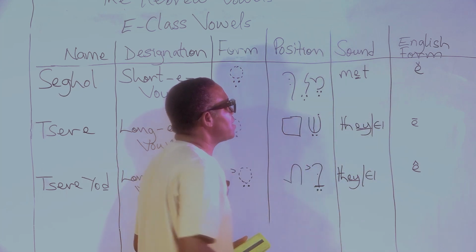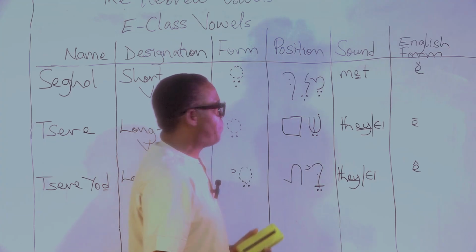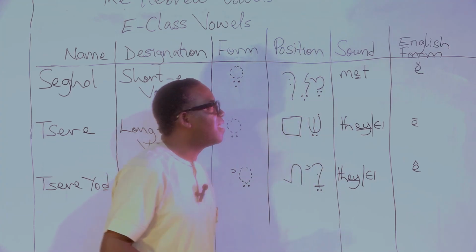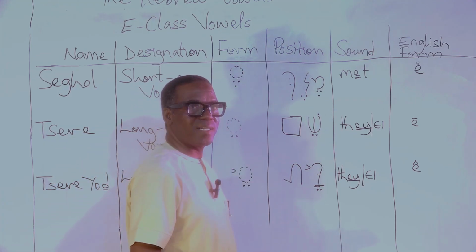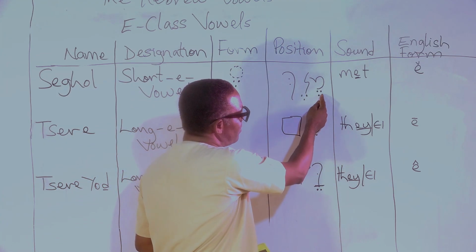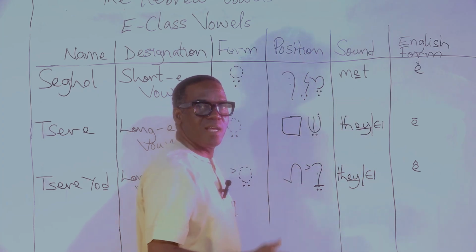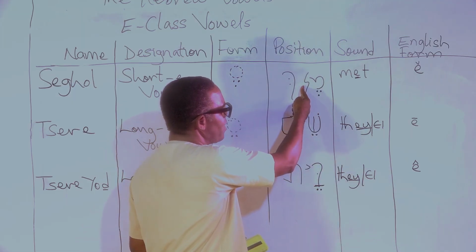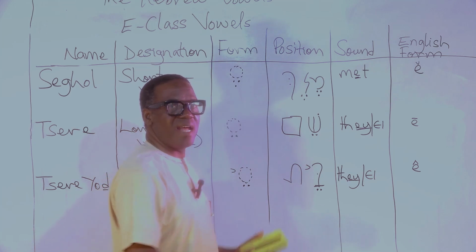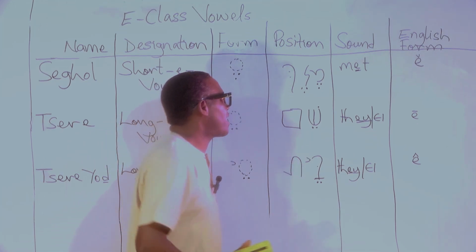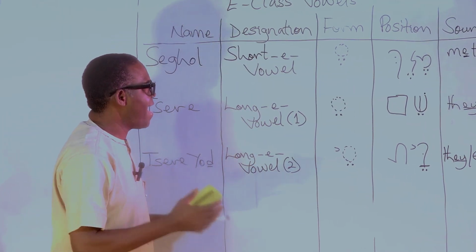Now we want to pronounce it in this word. This is a Hebrew word. So the pronunciation will now be melech. Melech. You will notice now that we pronounce segol here with this consonant mem. Then we produce it here too with this consonant lamed, lech. That is the sound of segol.